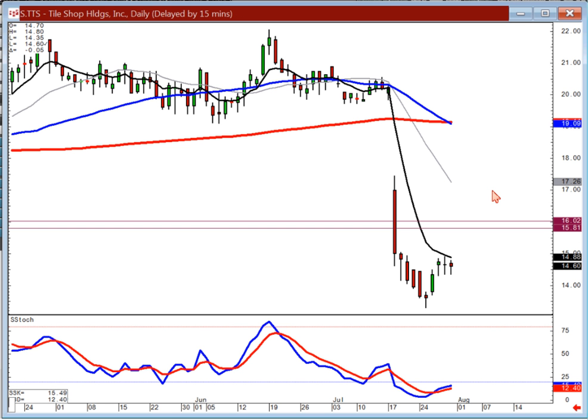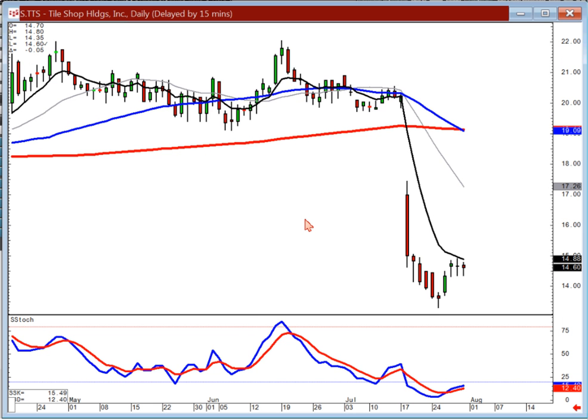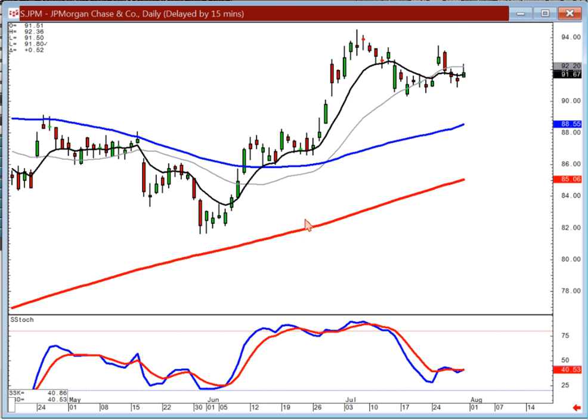The Tile Shop, here's a case where if you started buying, you watch to see what happens when it got to the T-line. So if this one opened lower tomorrow and you'd bought here in the last couple of days, close it out. They're failing at the T-line. JP Morgan, nothing. I'd be someplace else, no direction.